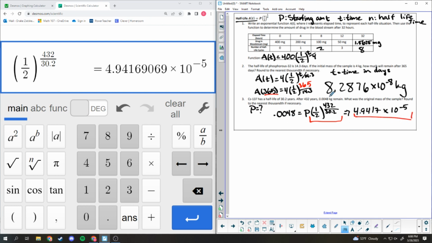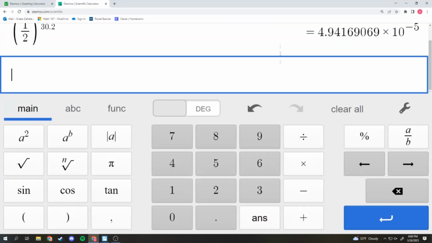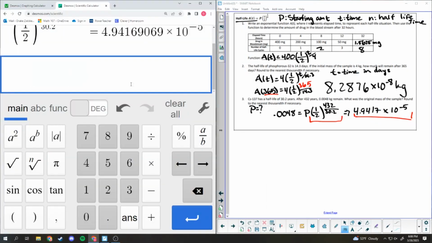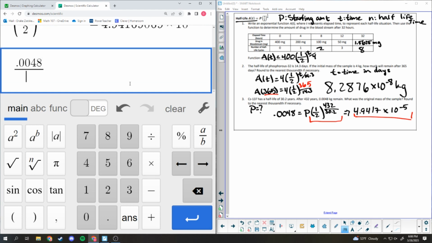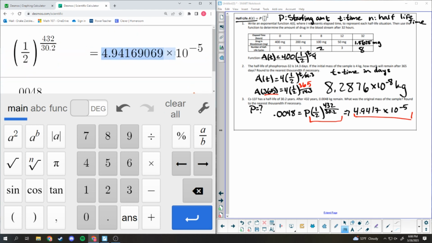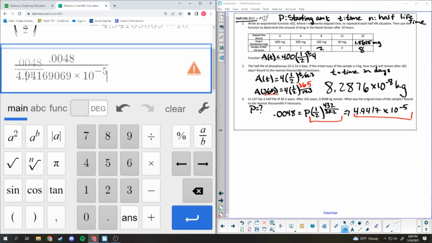In other words, in Desmos, what I'm going to do is hit enter on this. So I have saved my answer. Oops, come back. There we go. And then I'm going to type in 0.0048 divided by, and then I believe I can just copy and paste this.